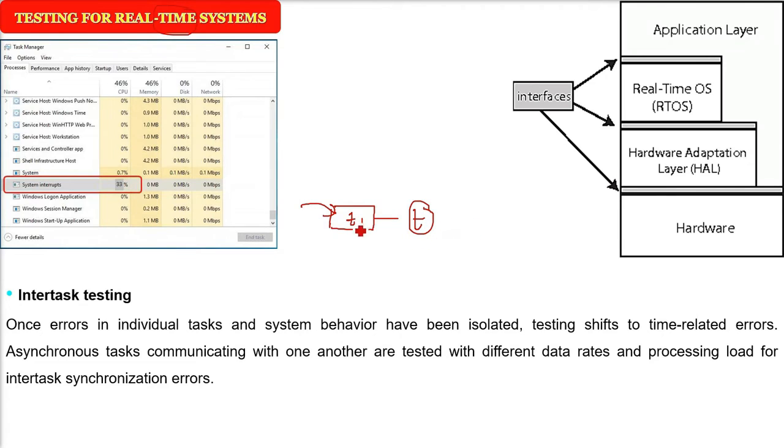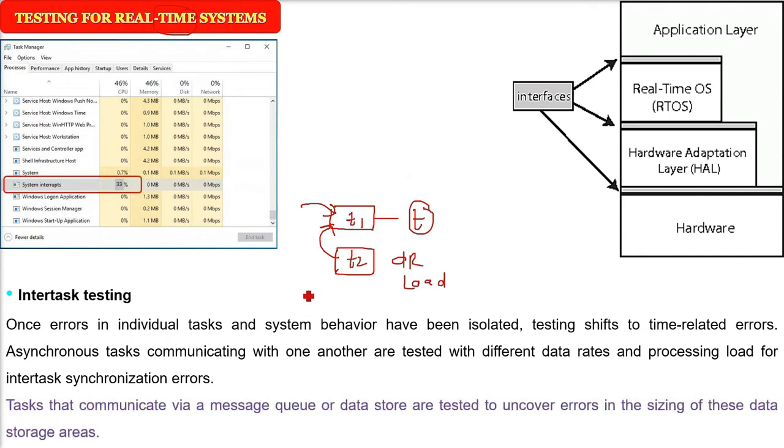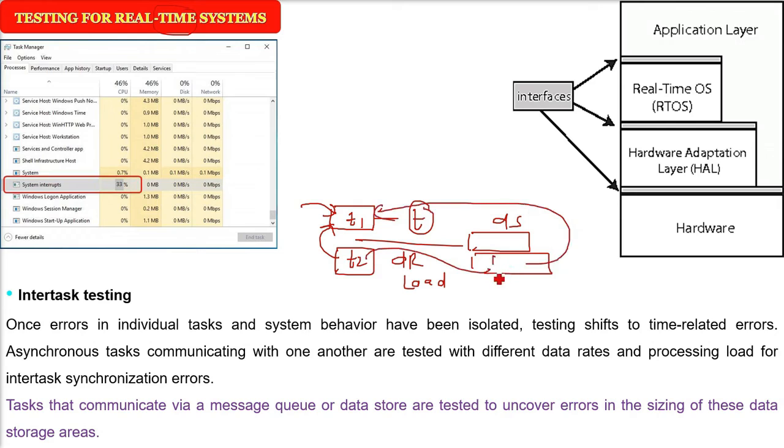Let me tell you, we have already done the individual task, we have checked system behavior. I am talking about the inter-task testing, that is, different data rates you can change, the processing load, and there can be other parameters also, and that can give you this synchronization error. Now let me give you an idea. If the communication is happening using a message queue or a data store, that is, from task 2 first thing goes to the message queue, then goes to task 1, or a data store is in between, then you can change the size of this data store or message queue, shorten it or make the size more. Then you see what errors are coming.